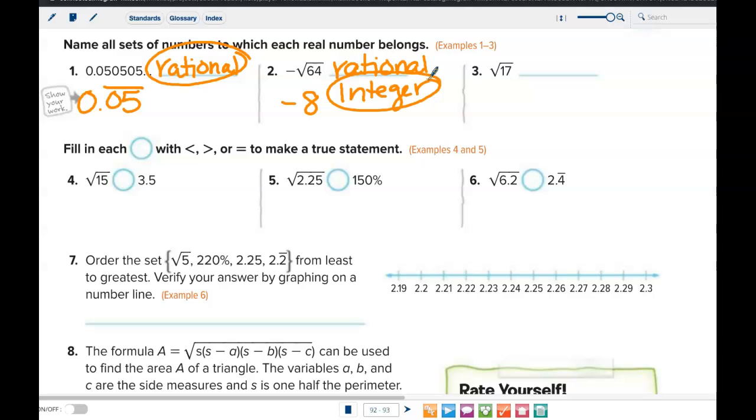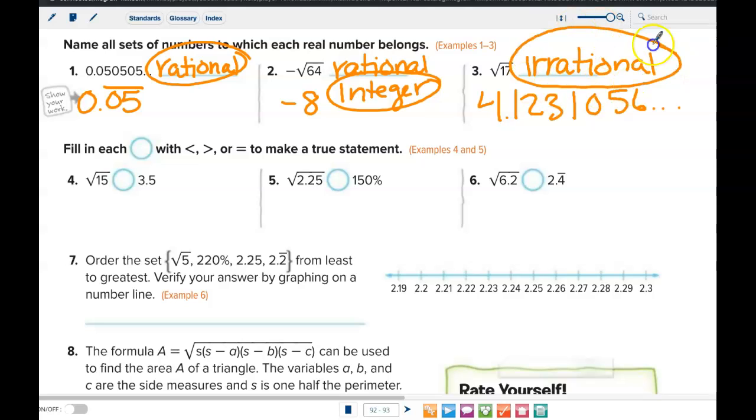Number 3, if we typed in the square root of 17 into our calculator, we would get 4.1231056, and it keeps going. We can see that it doesn't terminate, and it never repeats itself. Therefore, we cannot write it as a fraction, and the only option we have is irrational. Since it is irrational, it cannot be any of the other things, so it is most specific irrational.